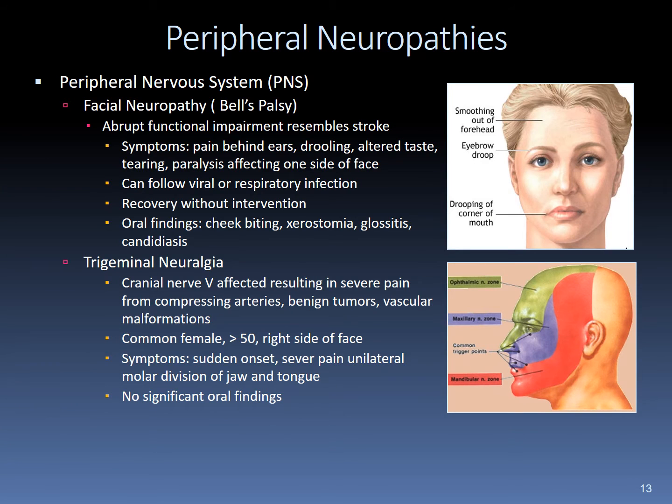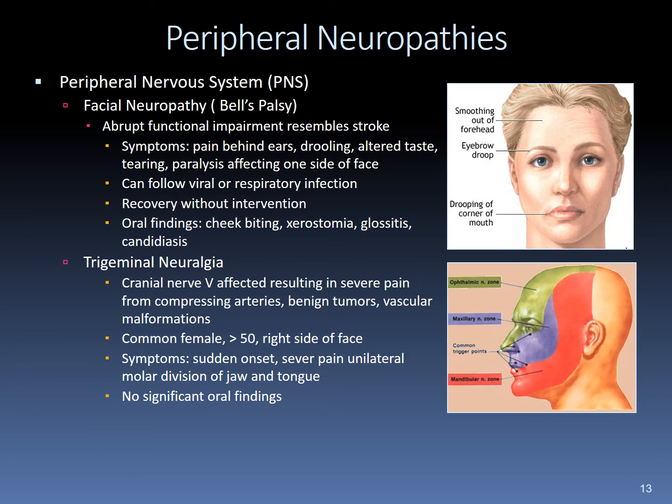One very popular facial neuropathy is Bell's palsy. It is an abrupt functional impairment which resembles a stroke. Symptoms include pain behind the ears, drooling, altered taste, tearing, and paralysis affecting one side of the face. It can also be followed by a viral or respiratory infection, and recovery without intervention is possible.